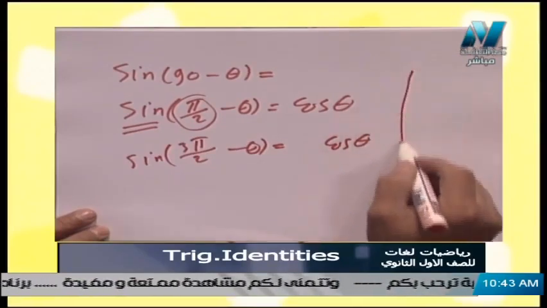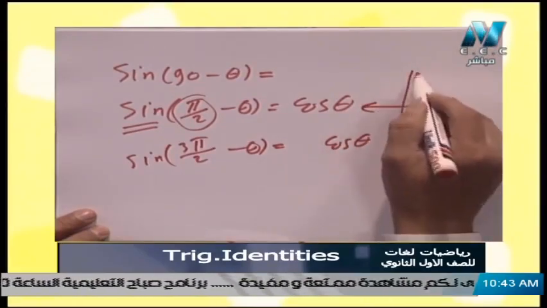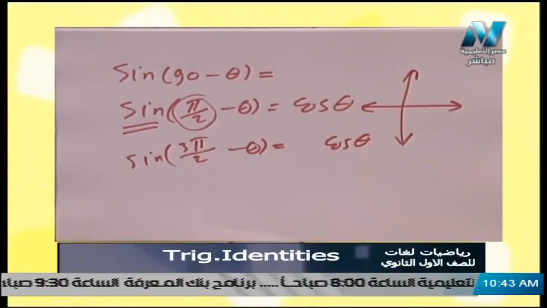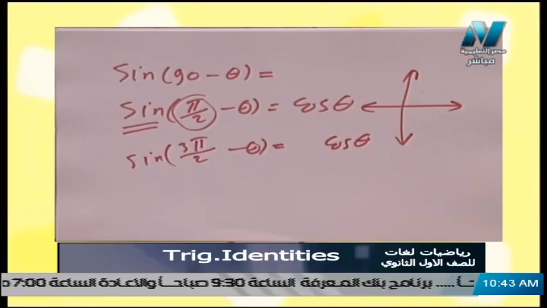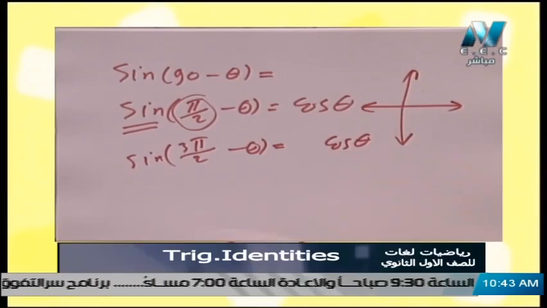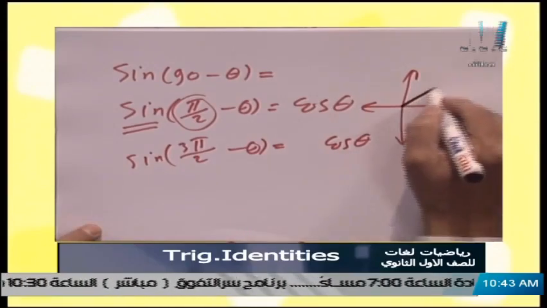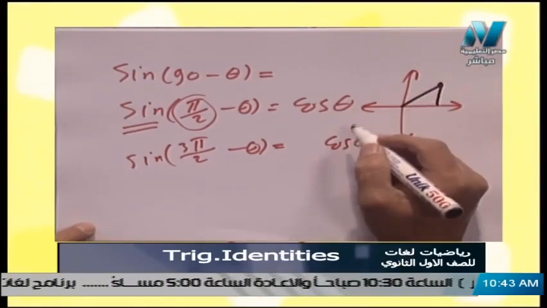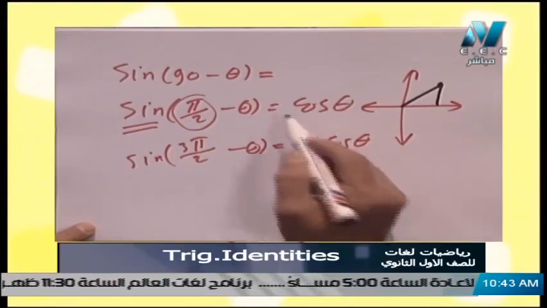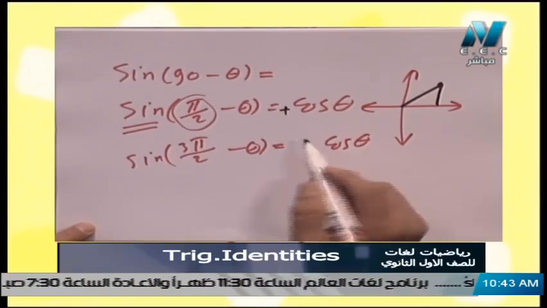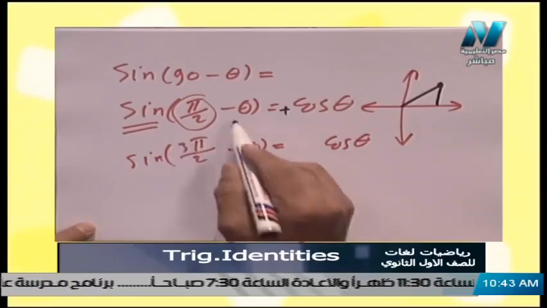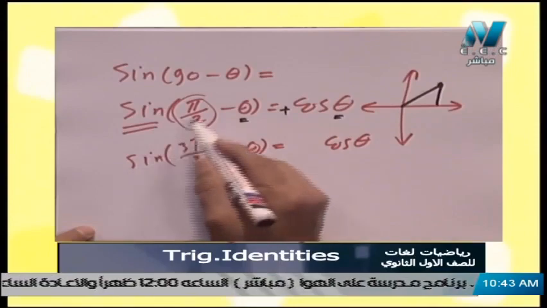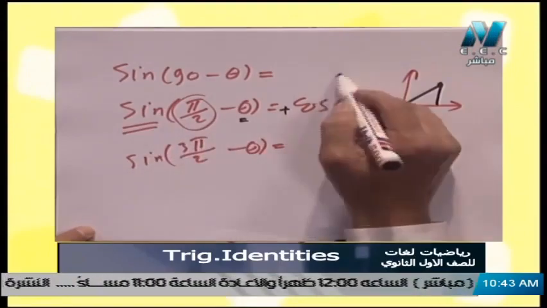But let us discuss the sine. Here sine of pi over 2 minus theta equals cosine theta because it is in the first quadrant, so sine is positive and it changes to cosine, so it's positive cosine theta. This holds for all values of theta, so cosine theta equals sine of pi over 2 minus theta, and it is an identity.